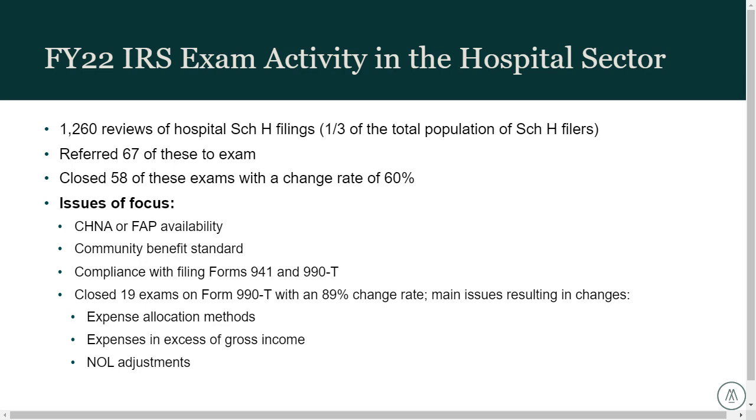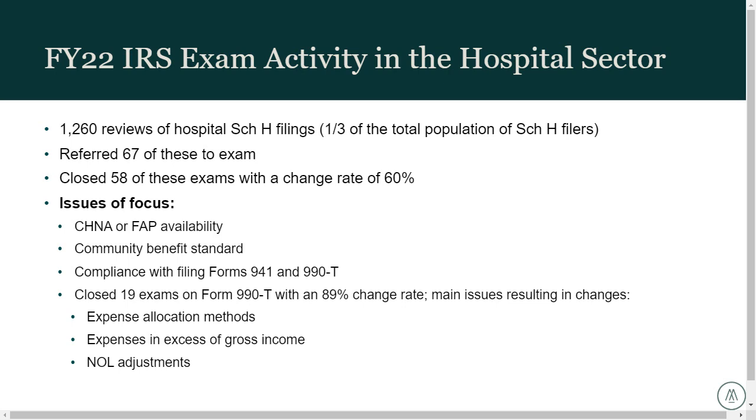The continued areas of focus during these exams are the community health needs assessment and the financial assistance policy and the availability of those, either on the hospital's website and through other sources, adherence to community benefit standards, and compliance certainly with other types of filing, including the 990-T. They did close 19 exams on Form 990-T for these hospitals with an 89% change rate, meaning that they found on 89% of the returns that there were some changes that needed to be made.